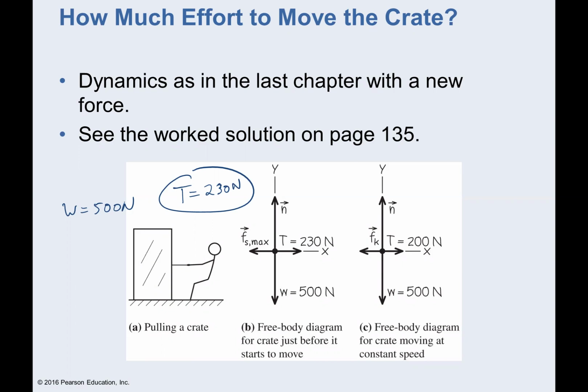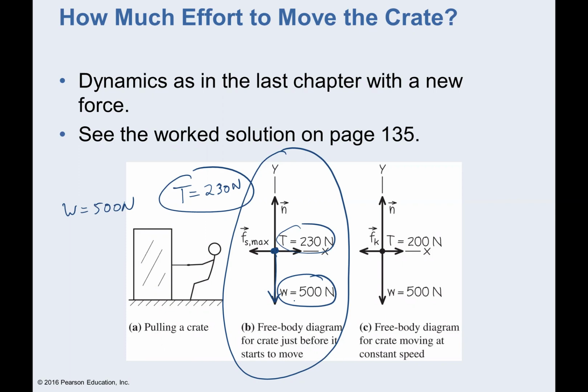Here's one thing I have. Taking the crate as my object of interest, this B over here represents the free body diagram. So this is my crate. Well, I have 3 agents. The person gives me a tension of 230 newtons to the right. That means I get a tension force from that. Earth gives me 500 newtons of weight. And then the surface, in this case, gives me a normal force, and because it's a rough surface, it gives me a friction. So this is the free body diagram.